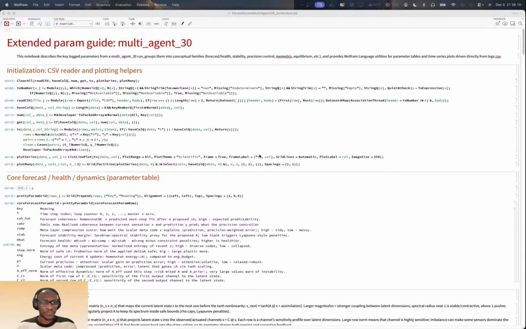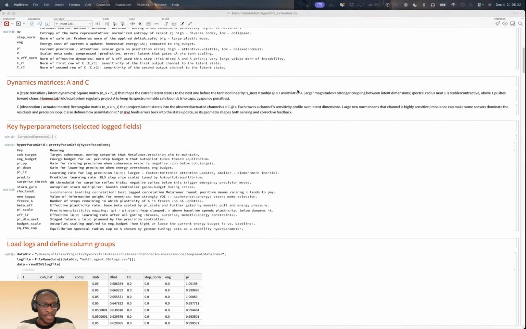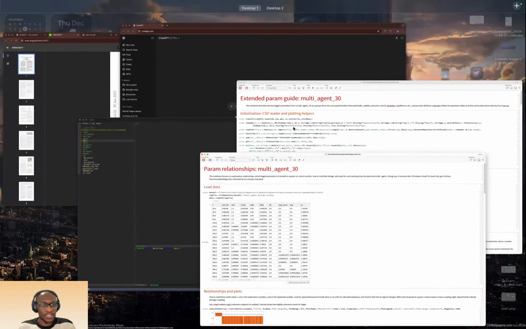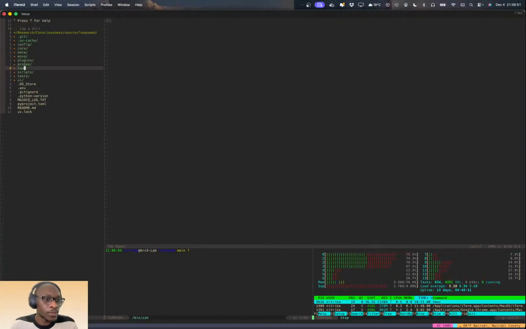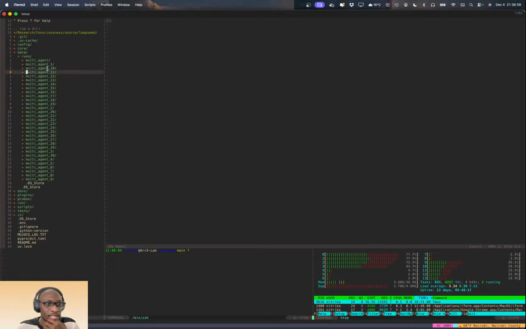I have a few notebooks. So I have this notebook, multi-agent 30. So 30 is just a number that I use to separate each run from each other run. So that is the current run for our data. If I go to data and runs, I have these runs right now. The first one was just one, and then a few runs up to 30.